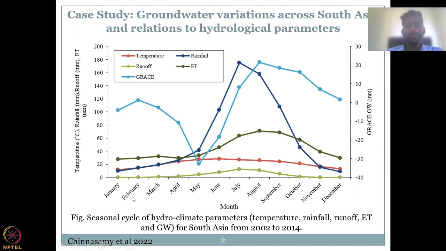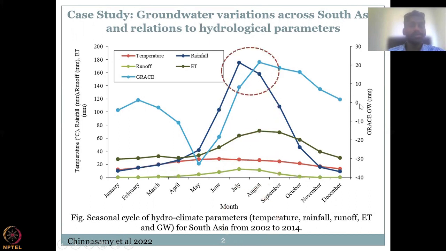And you could see that for the South Asian region, the temperature was not changing much. Runoff maybe increased slightly during the monsoon period. So the rainfall is on average from May to October and November. So the peak monsoon was between June and July on average. And also the GRACE, which is your groundwater, was analyzed.